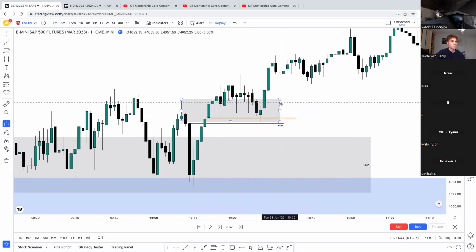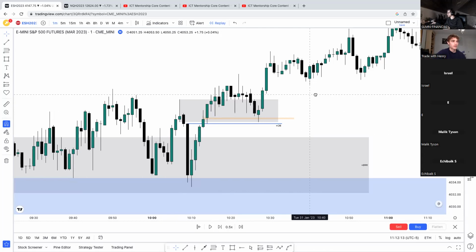Yeah, the wicks are important too. If you see the setup form and we have a clear draw on liquidity, you don't need to wait for the body to be involved in the trade. You should understand that we may trade there, we may trade all the way to the low of it, we may even wick through into the inefficiency. So you should factor that into your risk when you're putting on the trade.